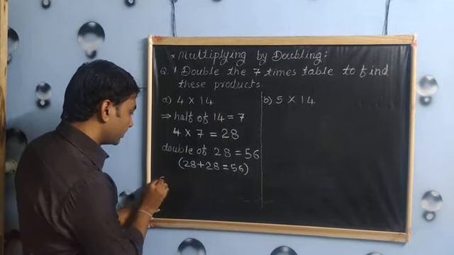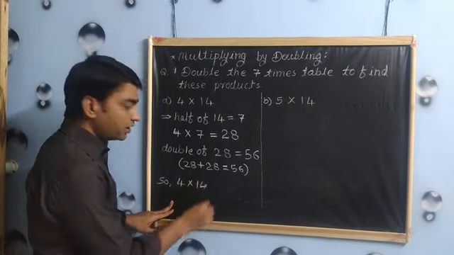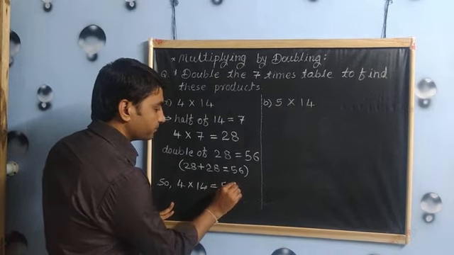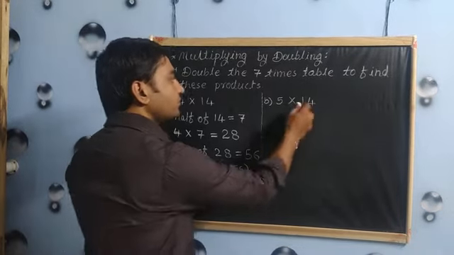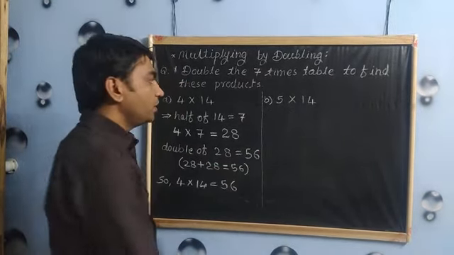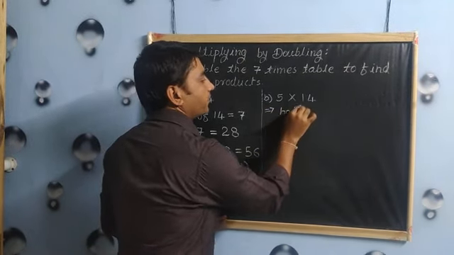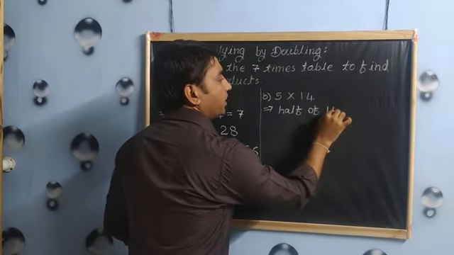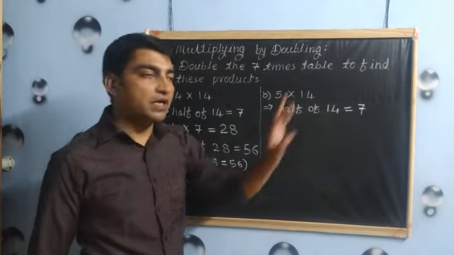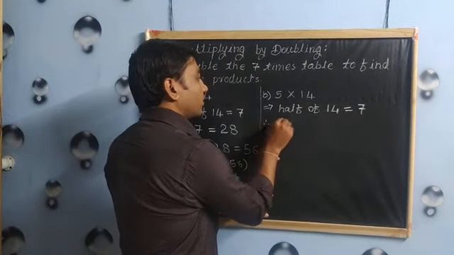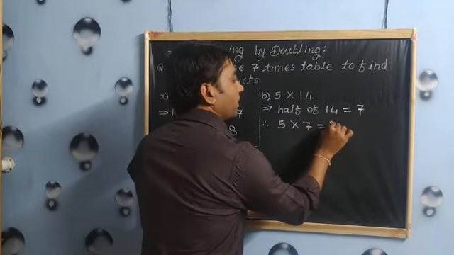So here we can say 4 into 14 equals 56. Let's solve one more sum to understand this. 5 into 14. Here we will take half of 14. Half of 14 equals 7. Now instead of 14, use 7. So 5 into 7 equals 35.